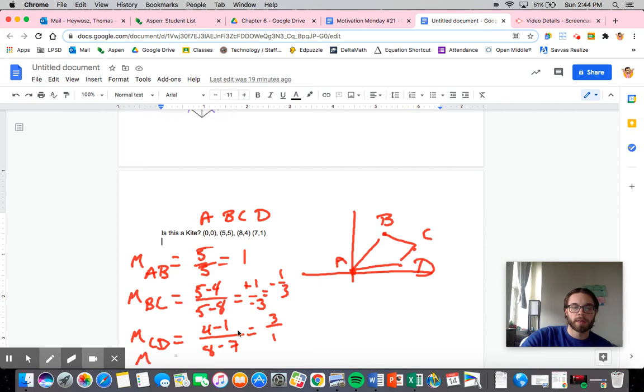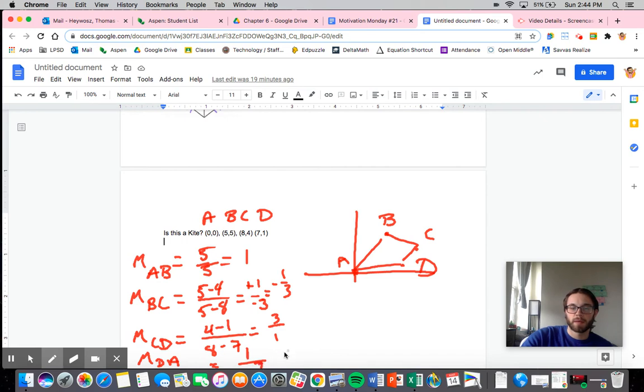All right, and then interestingly enough, those are going to be perpendicular. Huh. BC and CD. Neat. All right, anyway, and then let's see, what do we have, DA? Change in y is going to be 1 over 7, so it'll be 1/7. So as you can see here, none of these are going to be parallel. So this is not a parallelogram. So far, so good.